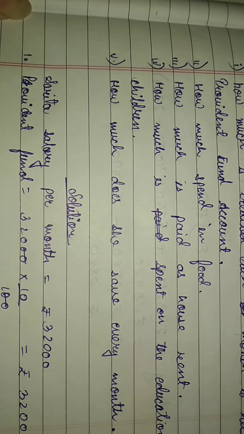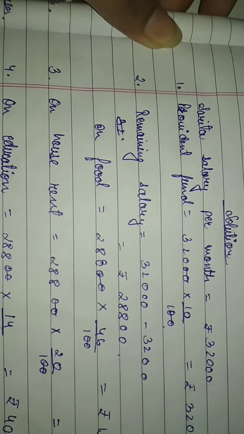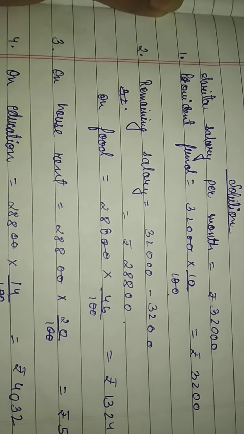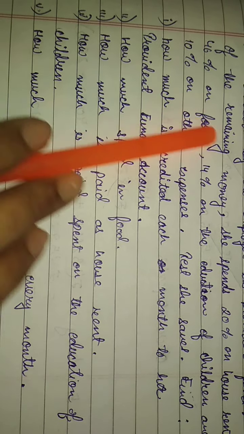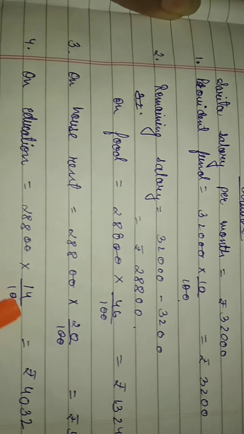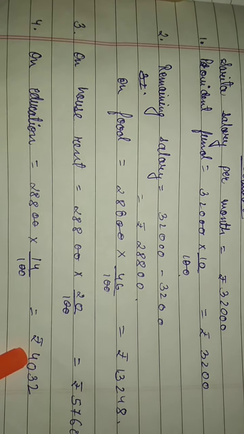Then the third question is how much is paid as house rent. It is written 20% on house rent, so we write here 28,800 into 20 by 100, which is 5,760. Now on education, 14% on the education of children, so 28,800 into 14 by 100 will be 4,032.